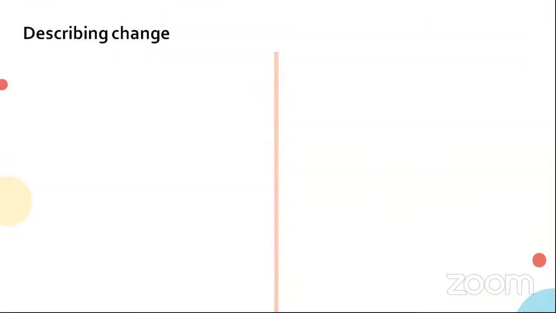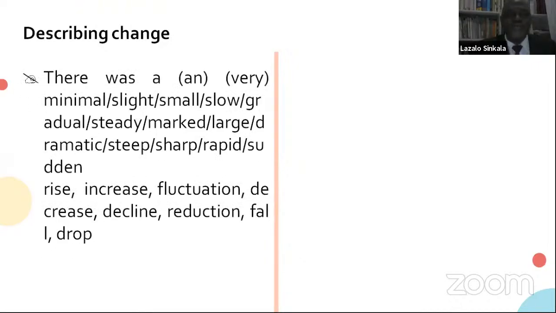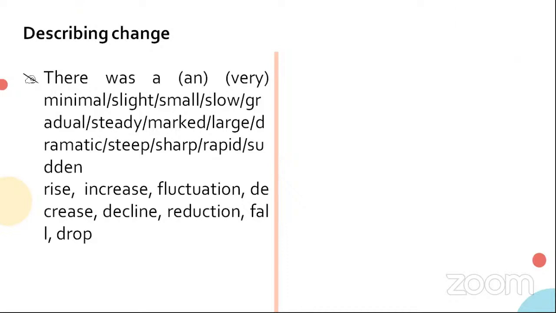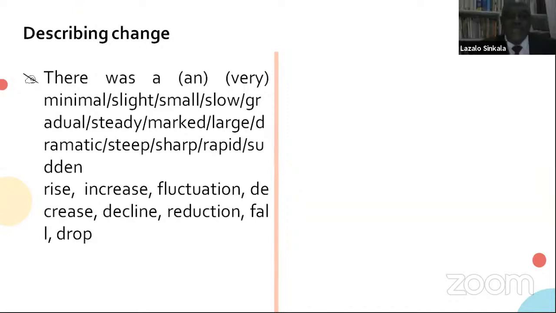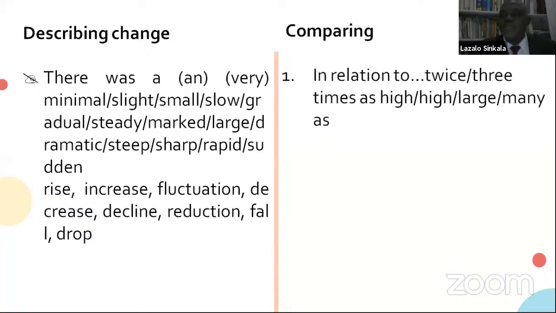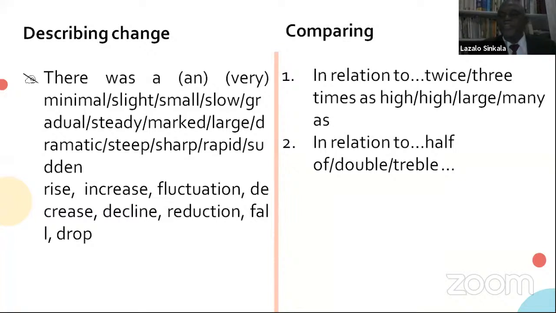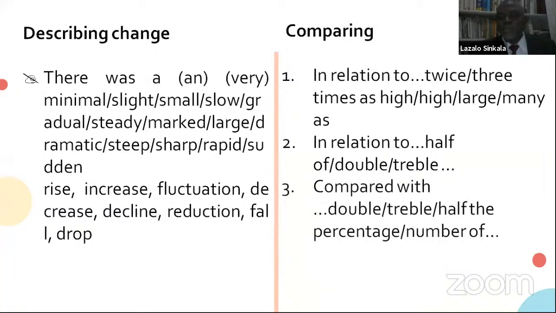from the table, okay? If you are describing change, some phrases that can be used are phrases such as, there was a very minimal, that kind of phrasing. Comparing, in relation to, okay, twice, 3 times as high, in relation to, half, or double, treble, compared with, okay.